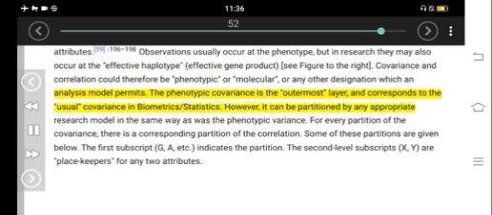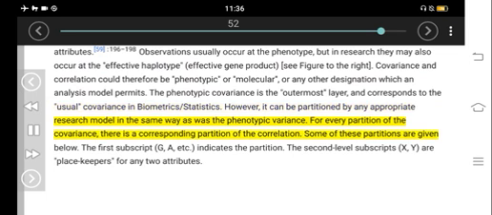The phenotypic variance is the outermost layer, and corresponds to the usual covariance in biometrics statistics. However, it can be partitioned by any appropriate research model in the same way as was the phenotypic variance. For every partition of the covariance, there is a corresponding partition of the correlation. Some of these partitions are given below. The first subscript G, A, etc. indicates the partition. The second level subscripts X, Y, R, are placeholders for any two attributes.